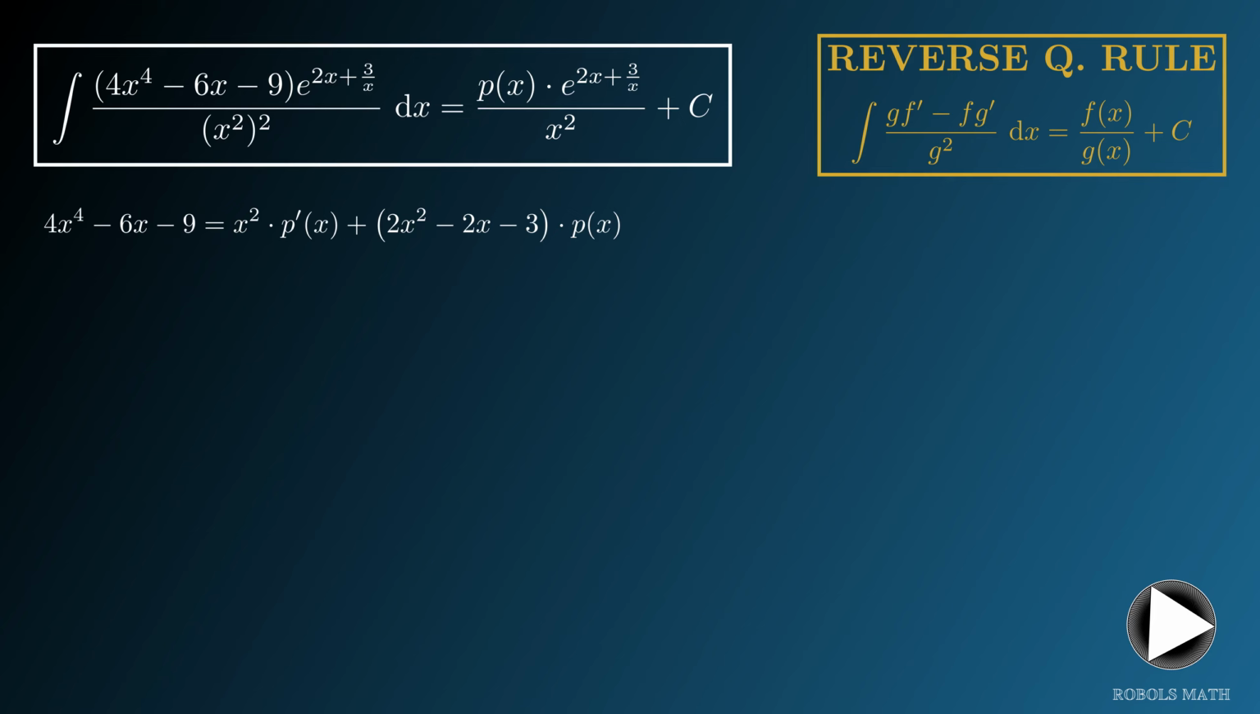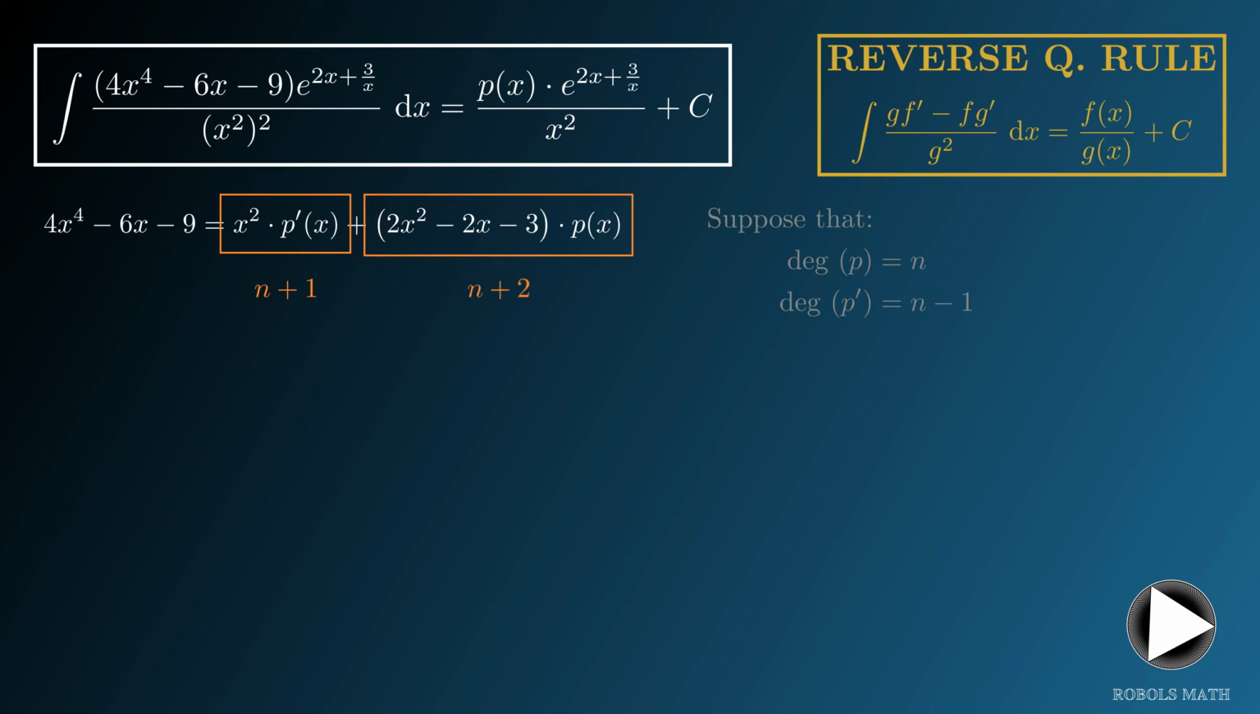The left side of this comparison is a polynomial, and the multiplier to both p' and p are polynomials, so it makes sense to assume that p of x is also a polynomial. Next, suppose that p is an n-degree polynomial, which means that p' has a degree of n minus 1. Hence, the degree of x squared times p' is 2 plus n minus 1, or simply n plus 1. The degree of 2x squared minus 2x minus 3 is 2, so the last term is effectively of degree n plus 2.